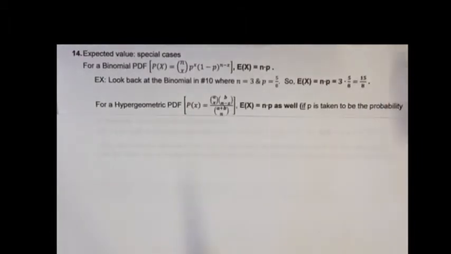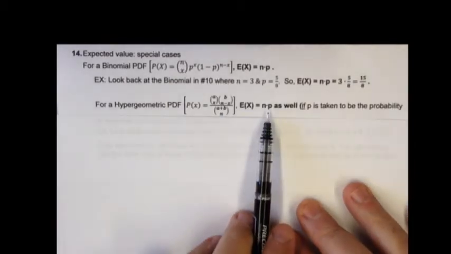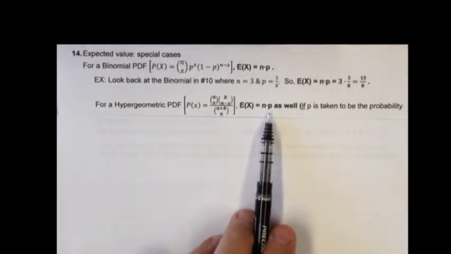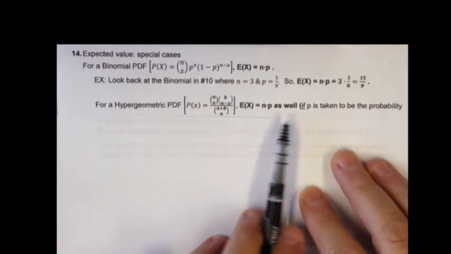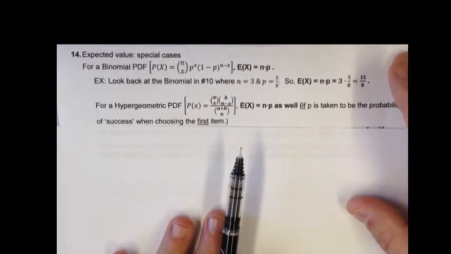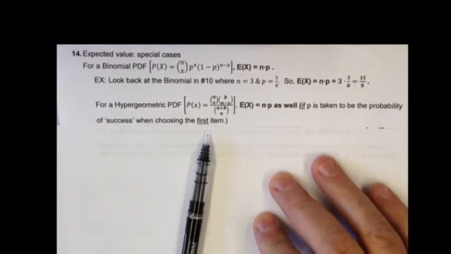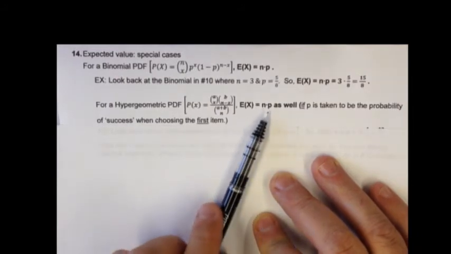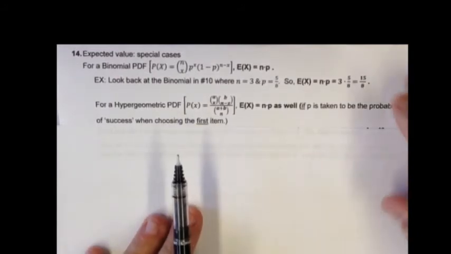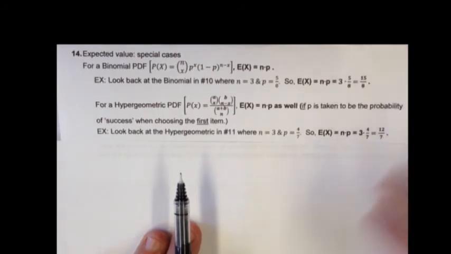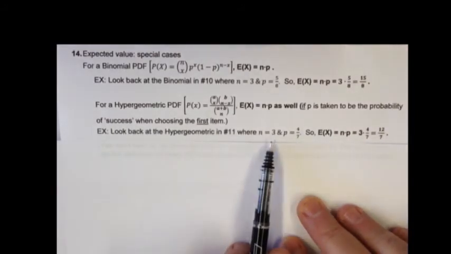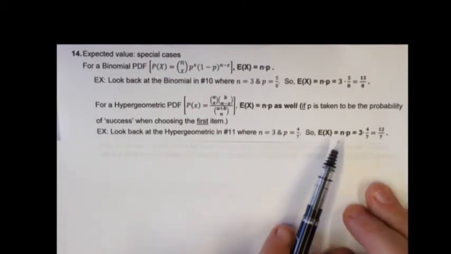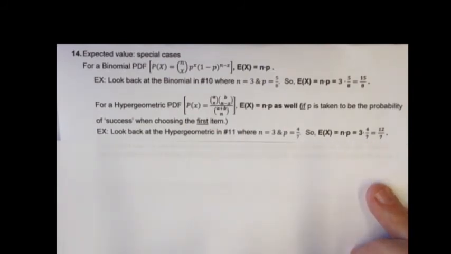And now that we've talked about the hypergeometric, it turns out that the hypergeometric is also n times p if you define things properly. You know, when you draw without replacement, after the first draw, the probabilities change. But if you define P as being the probability of success before you start drawing a second and third time, then the expected value for the hypergeometric is also n times P. So if you look back at that number 11 that we looked at a minute ago with the PDF, n was 3 and P was 4/7, so that expected value would be 3 times 4/7, which would be 12/7.